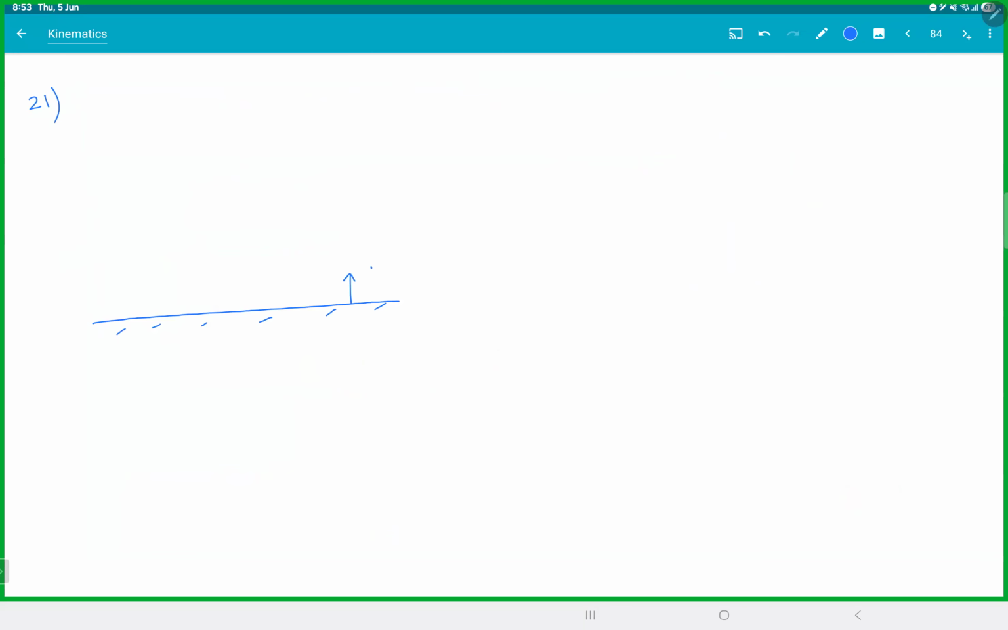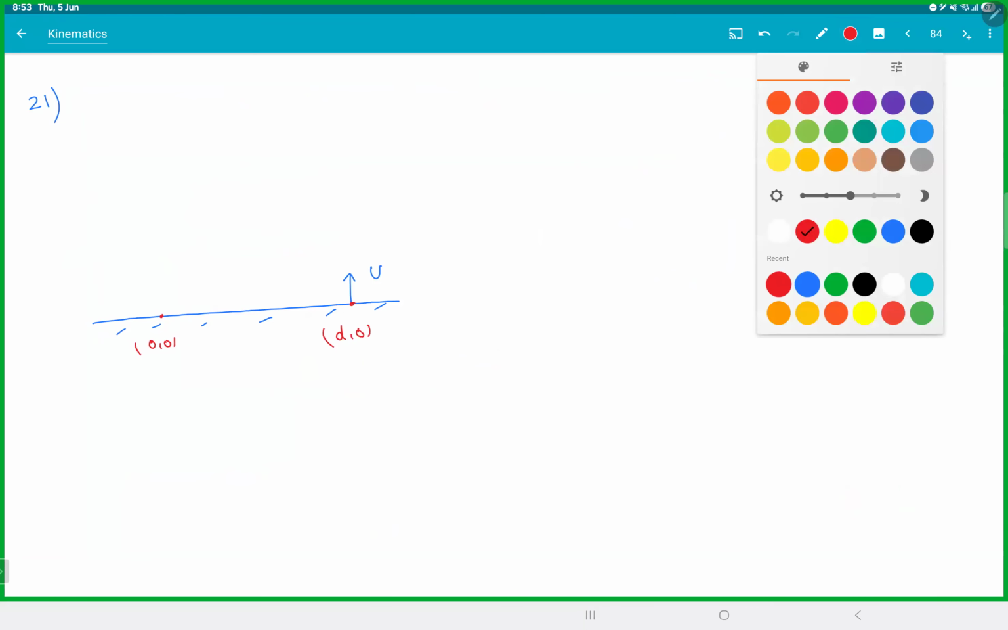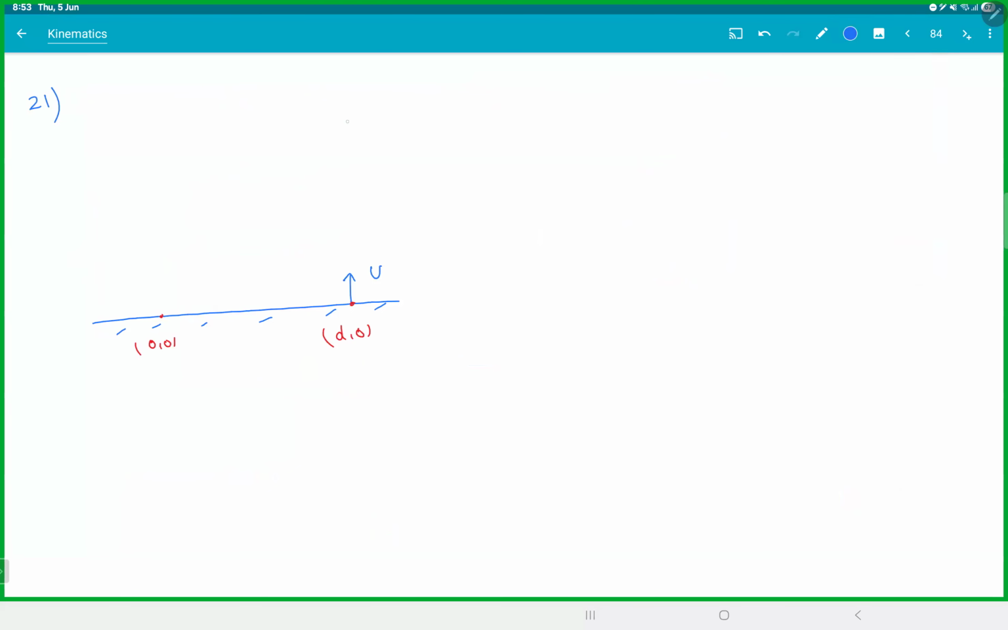So we have a particle here projected with speed u. Let this be the origin (0, 0), and let this be some coordinates (d, 0). So this guy will keep going straight. As this is flying up and down, find the position vector r bar as a function of time t. Find d mod r by dt as a function of time t. Exactly what I'm asking you.